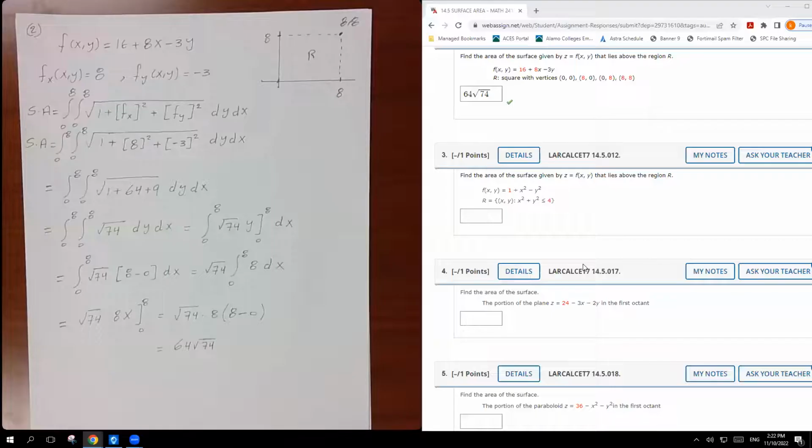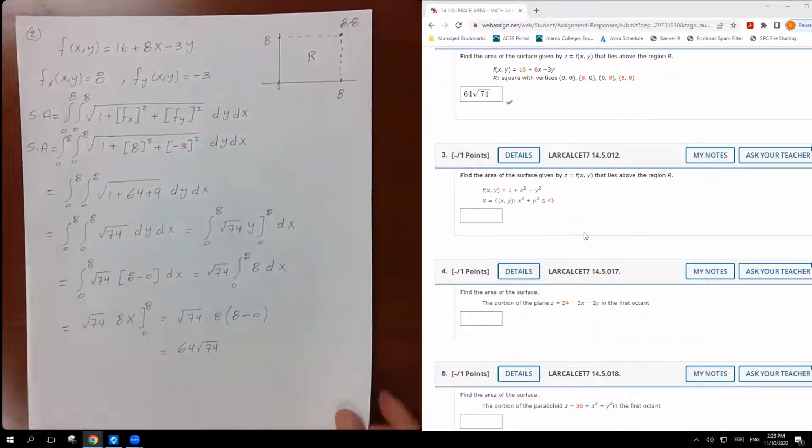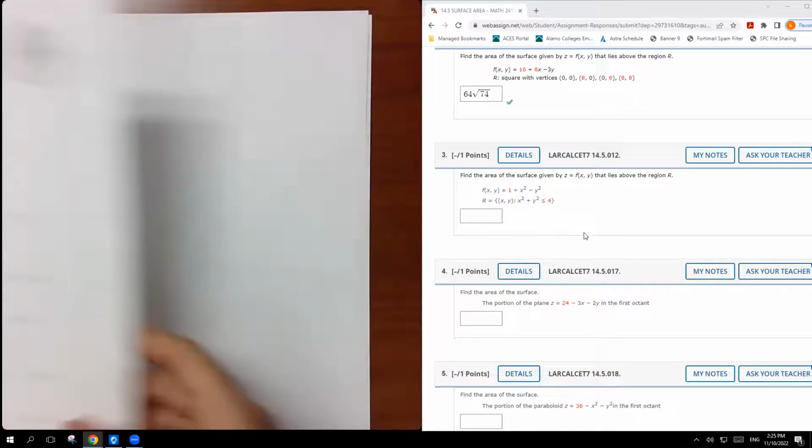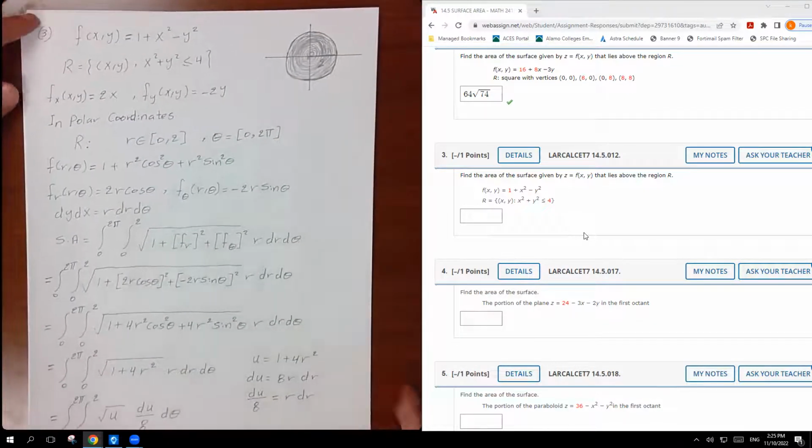We got it right. Let's move to example 3. Let's go to example 3. Example 3 is a little bit different.